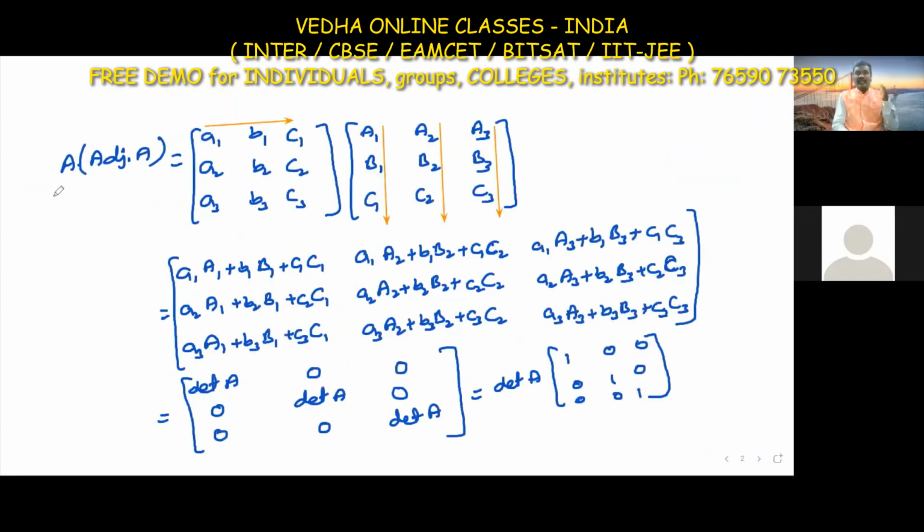Now A into adjoint A: I'm multiplying matrix A and matrix adjoint A. How do we multiply? We always multiply the rows of the first matrix with the columns of the second matrix. The first row with the first column is written here, the first row with the second column here, and the first row with the third column here. Then the second row with each column, and the third row with the first, second and third columns are written here.